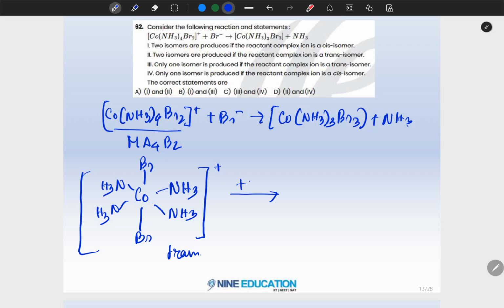When I am replacing 1 ammonia ligand with 1 Br minus ligand, then what will happen? Obviously the Br minus will replace any one of the ammonia ligands present in the equatorial position. So after that I will get this. Suppose if I consider this ammonia is getting replaced, so after this is the resultant complex, right?